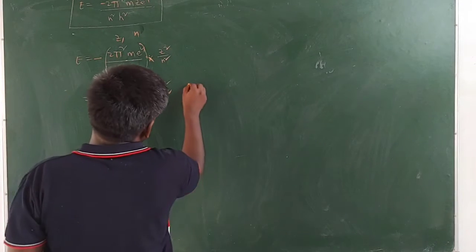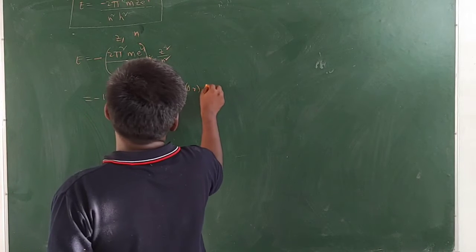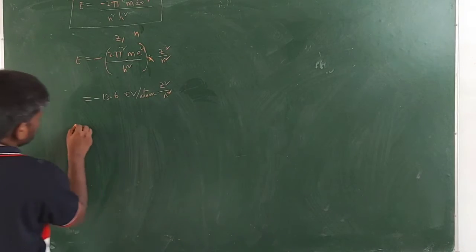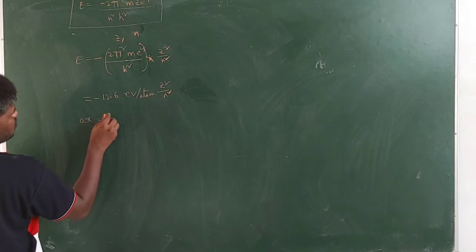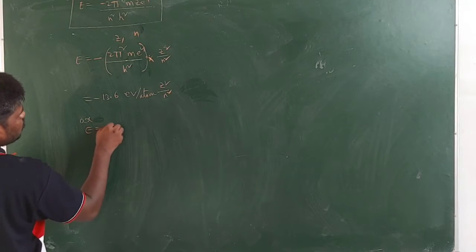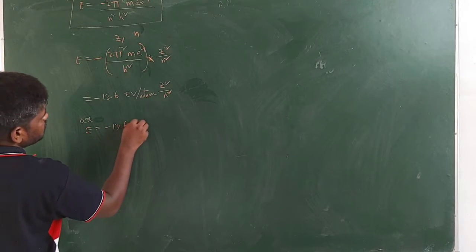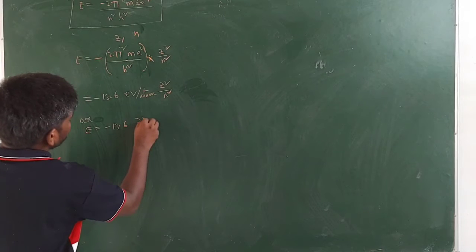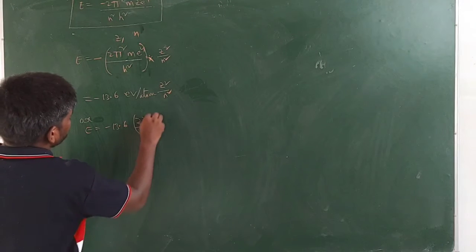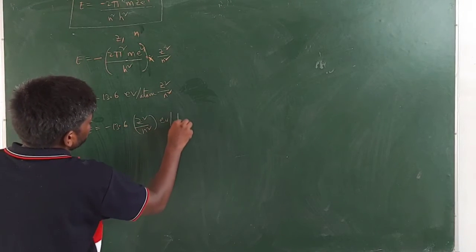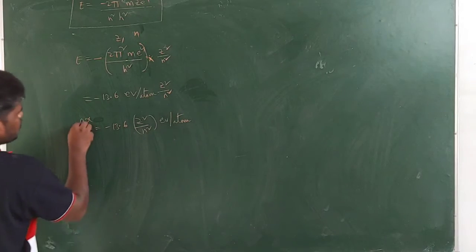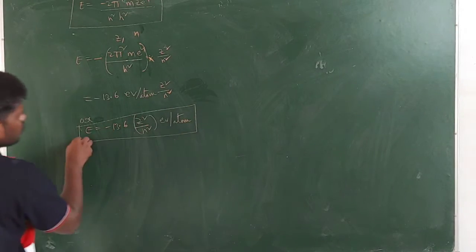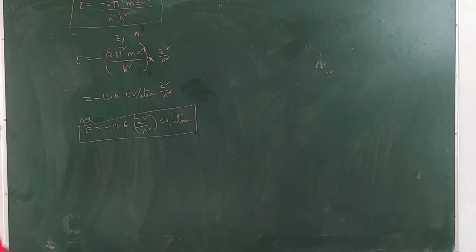So this one we can write like this. Overall, let me write here. Overall energy is equal to minus 13.6 Z square by n square electron volt per atom. Okay, this is the energy of the electron in electron volts per atom.